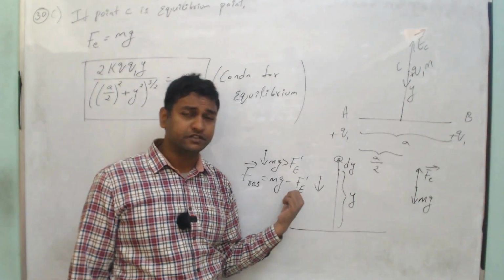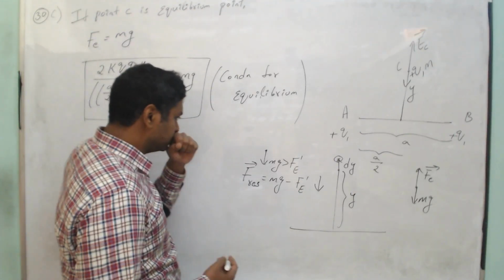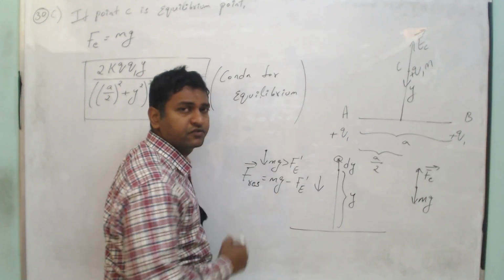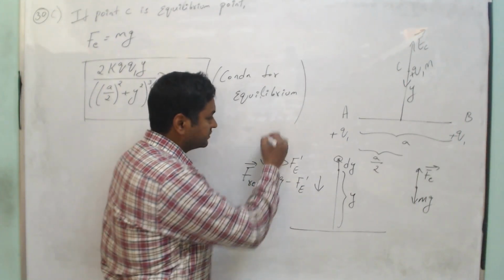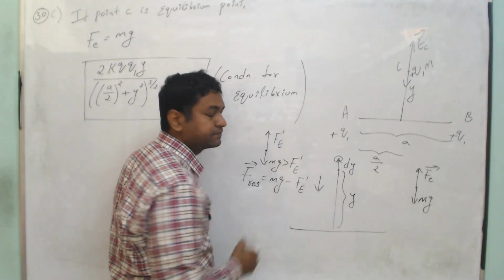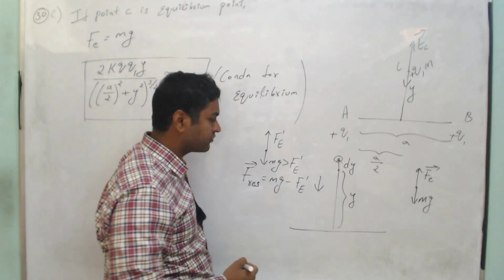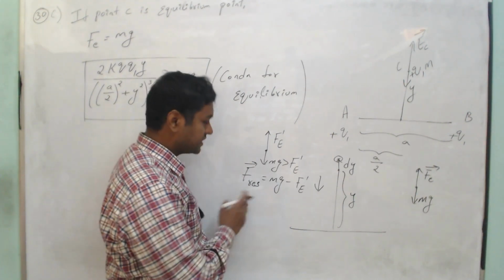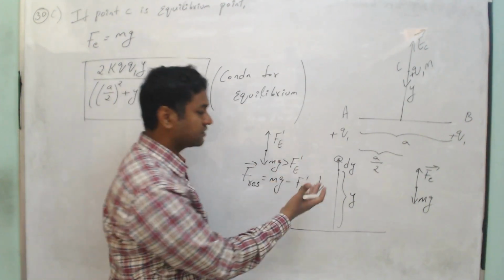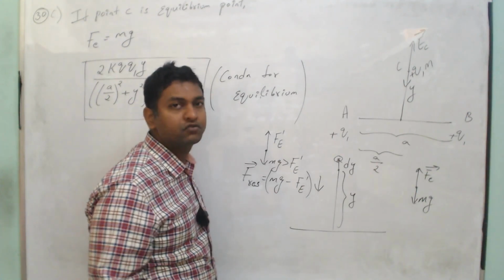Mg is constant. But what we are saying is there will be a gravitational force in the downward direction. And there will be a new electrostatic force in the upward direction, Fe dash. Now what we are saying, the resultant force will be what? Mg minus Fe dash in the downward direction. Resultant force.